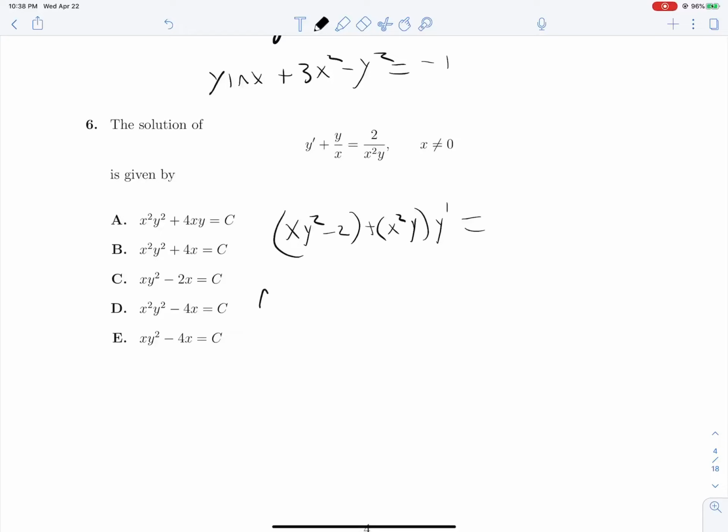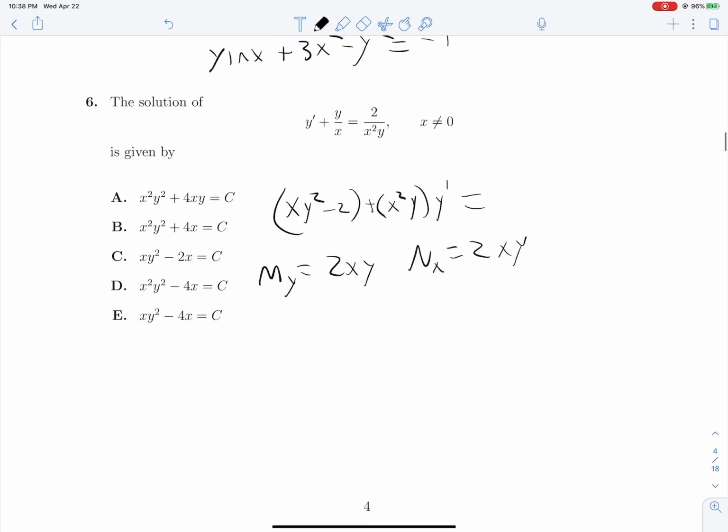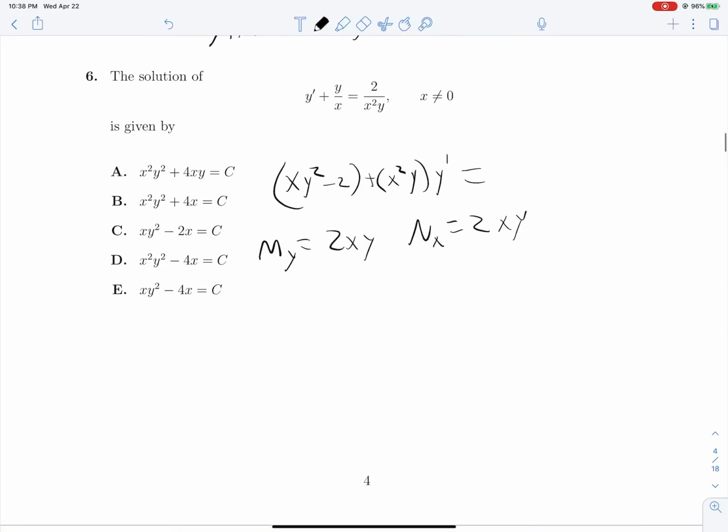If we take my, we get 2xy, and if we take nx, we get 2xy. This was a pretty cool moment having that actually work out. I was a little bit too proud of myself, but this is midterm 1 material, so maybe I shouldn't have been. But either way, hard question.